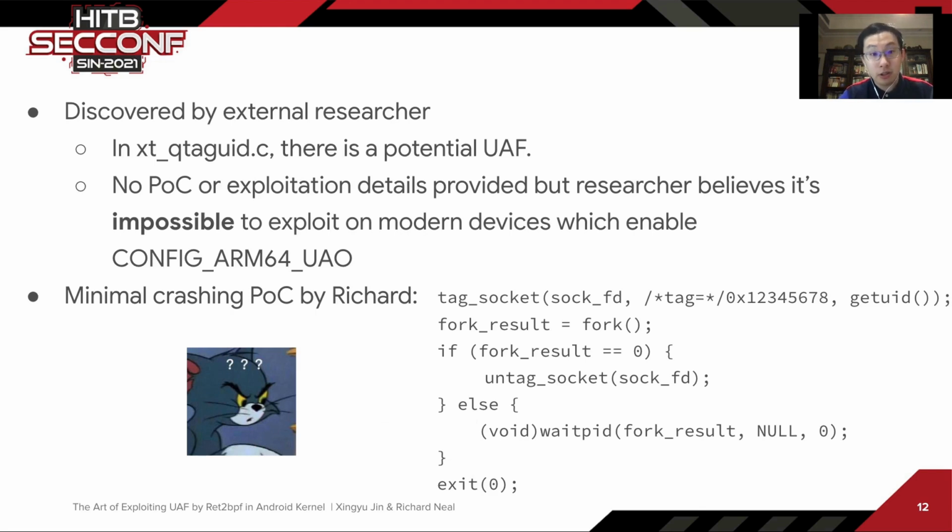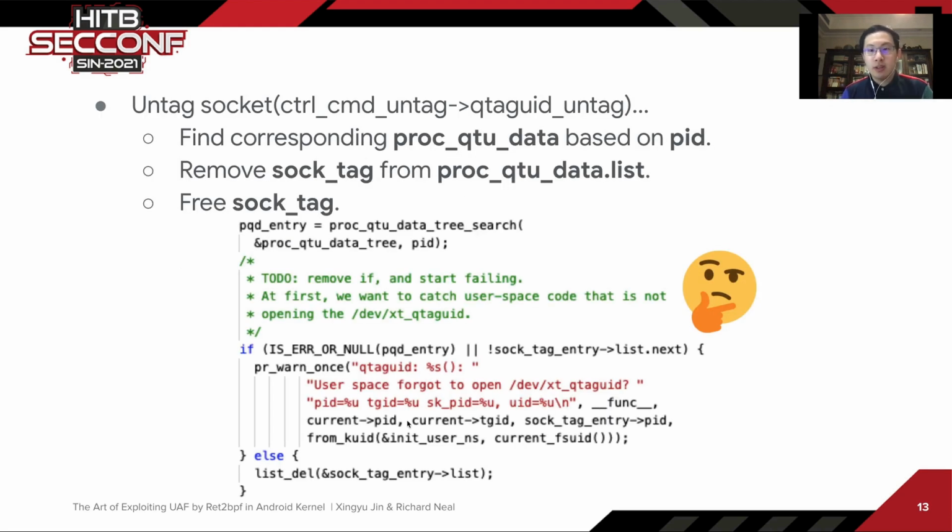When the bug was reported to Google, Richard quickly wrote a minimal PoC for the kernel crash. As you can see, it's very simple. Just tag a socket, untag the socket from a child process, exit the program, and the kernel crashes. How is it possible? Let's take a closer look at how untag actually works.